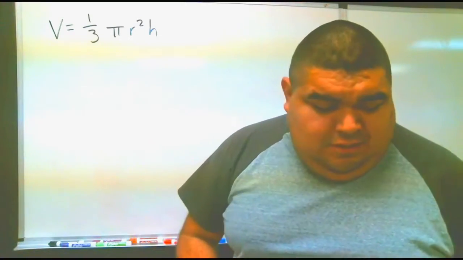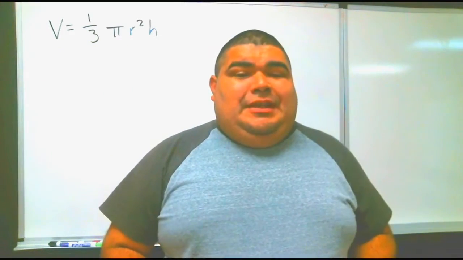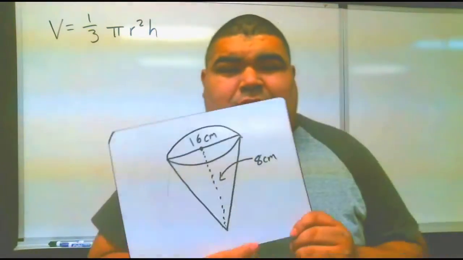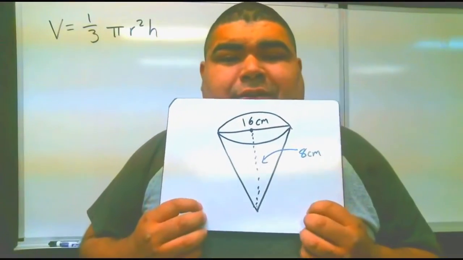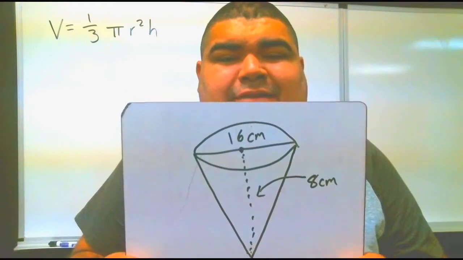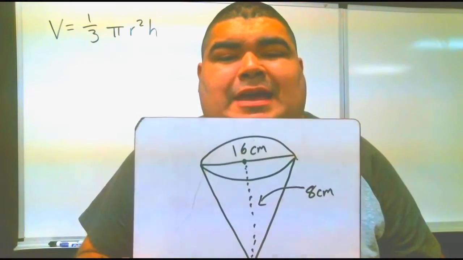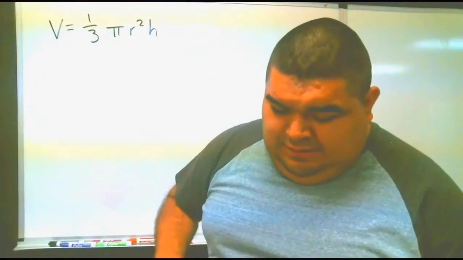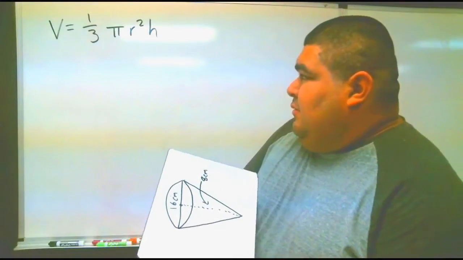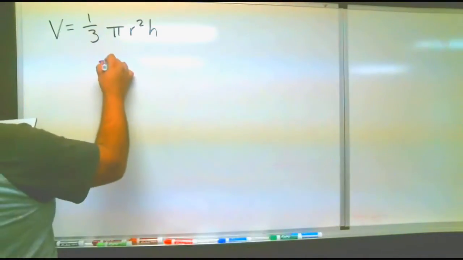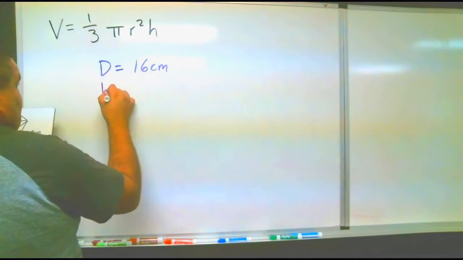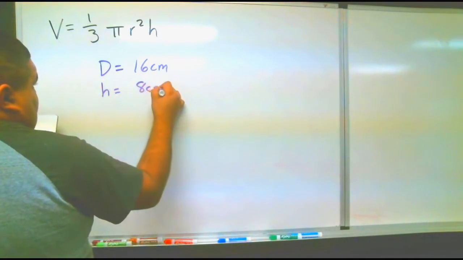All right, our first example for today. We have this cone here. The diameter is 16 and the height is 8. So our diameter equals 16 centimeters. Our height is 8 centimeters.